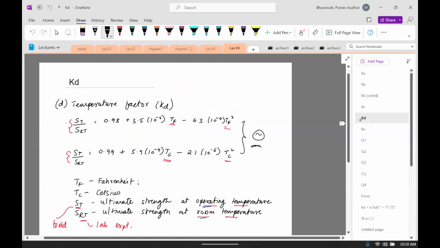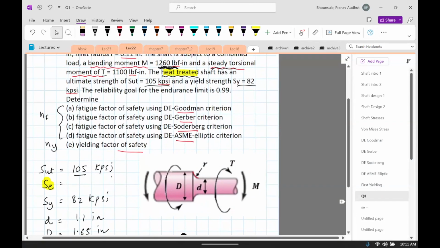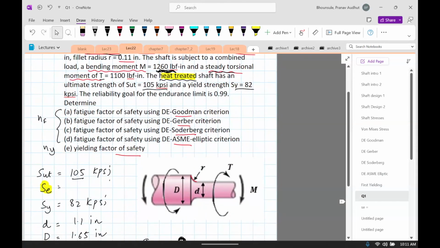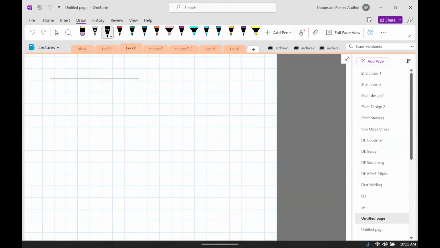Kd is the temperature factor. I don't think there was any mention of temperature in the problem. The temperature is assumed to be room temperature, so Kd is assumed to be 1. So Kd is 1. The reason I use Kd as 1 is because we assume this test is done at room temperature, or the operating temperature is room temperature.